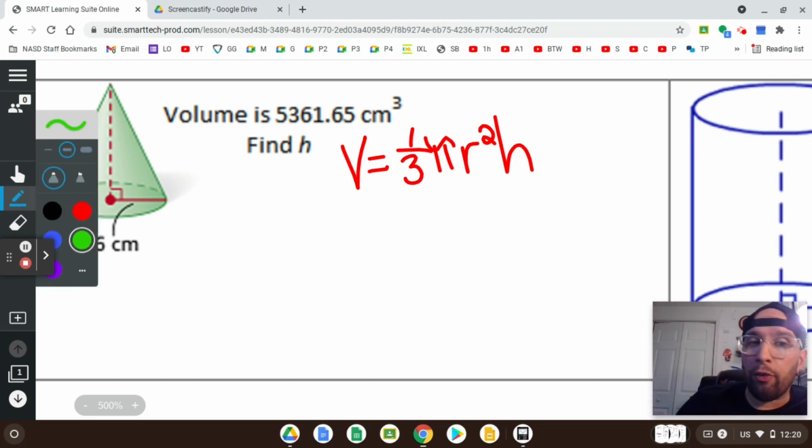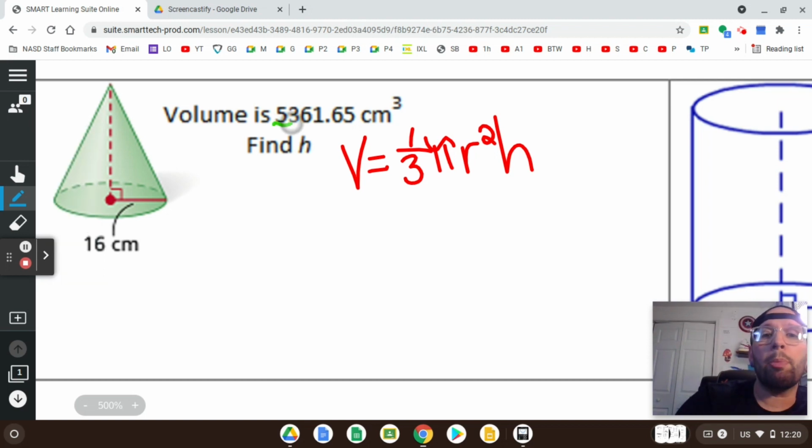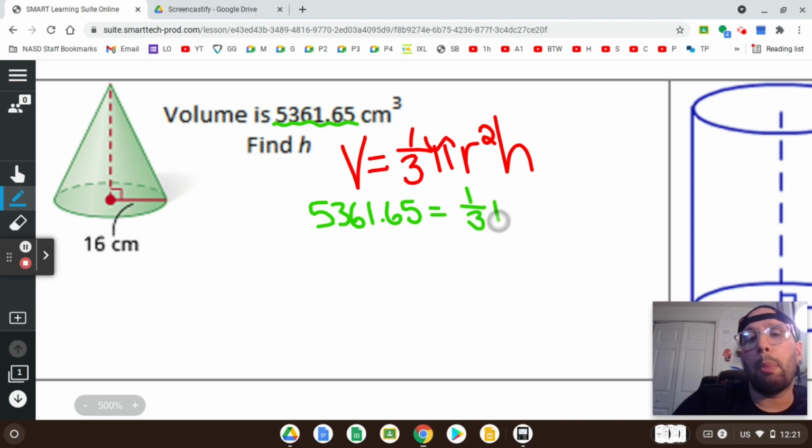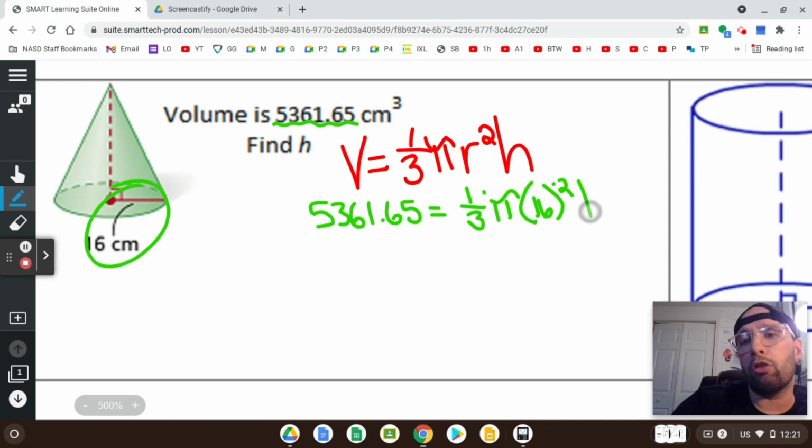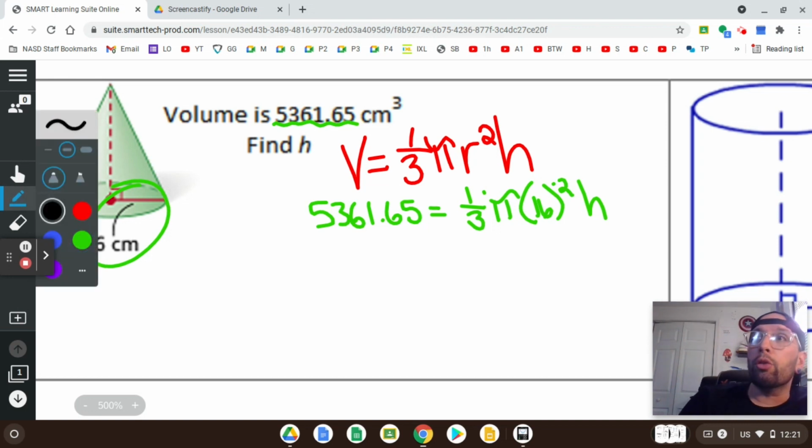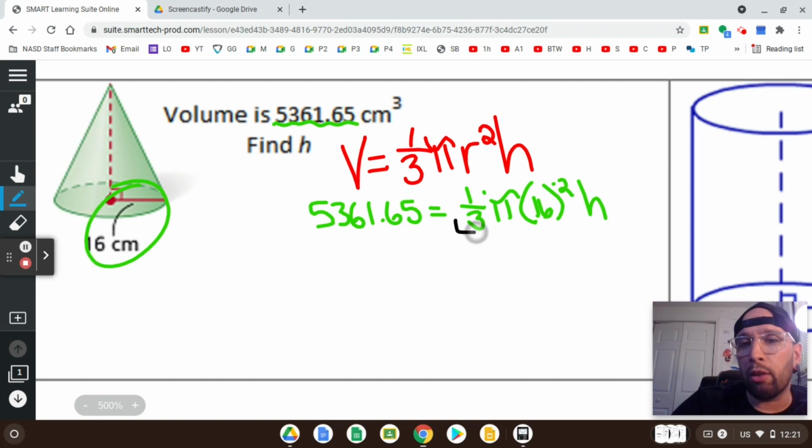Now I have to find h, which means I'm working backwards. So I'm going to plug that in for v. 5,361.65 equals 1/3 pi. I'm given r. 16 is my radius, so r squared is 16 squared h. Usually when we do these work backwards problems, you can do some math on the right side of the equal sign. And when I say usually, I mean every time. Every single time we do one of these, find the missing side, if you're given the volume, you can do some math on the right side first.